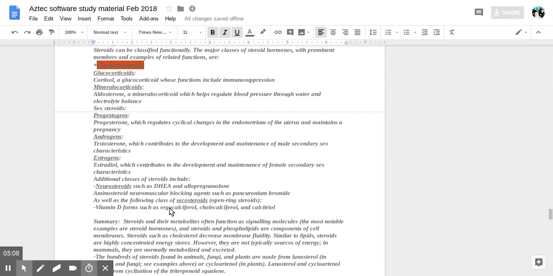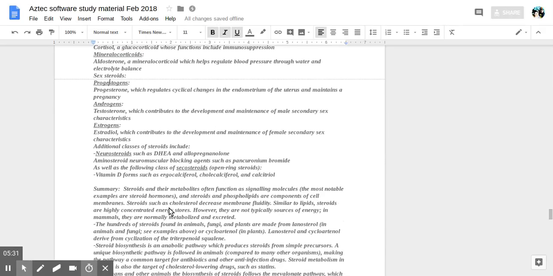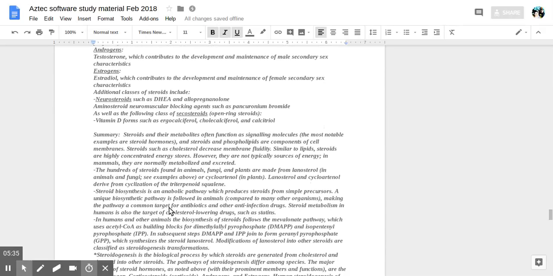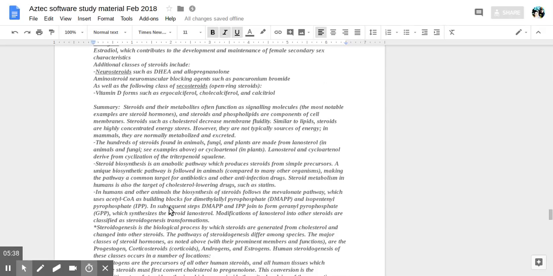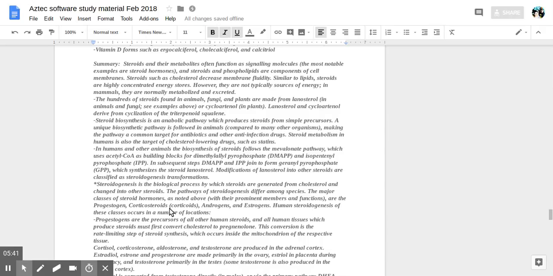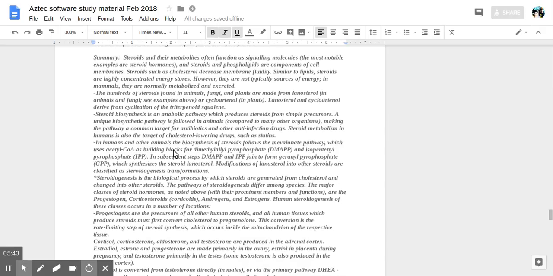So there's a lot. In summary, steroids and their metabolites often function as signaling molecules. The most notable examples are steroid hormones. Steroids and phospholipids are components of cell membranes as well. Steroids such as cholesterol decrease membrane fluidity. Because they are such big molecules, they make the membrane more rigid, and they're also largely nonpolar and bulky.